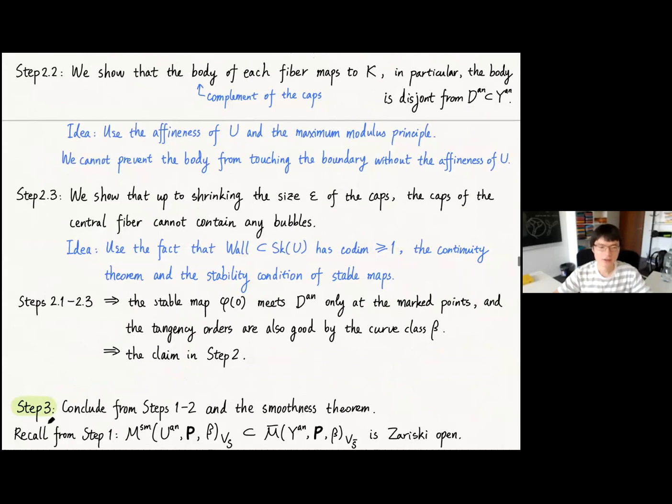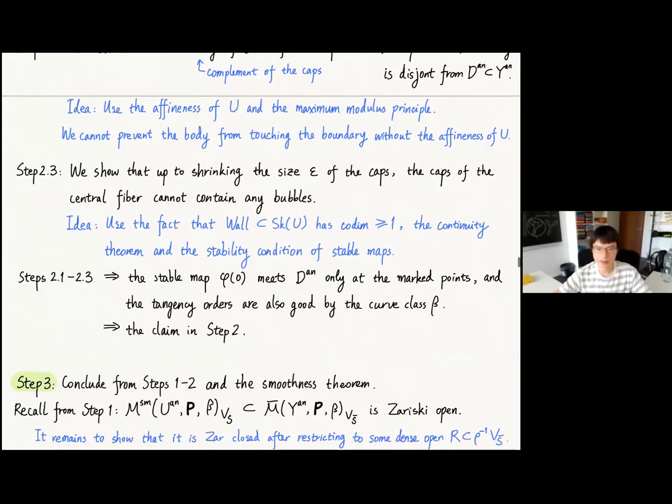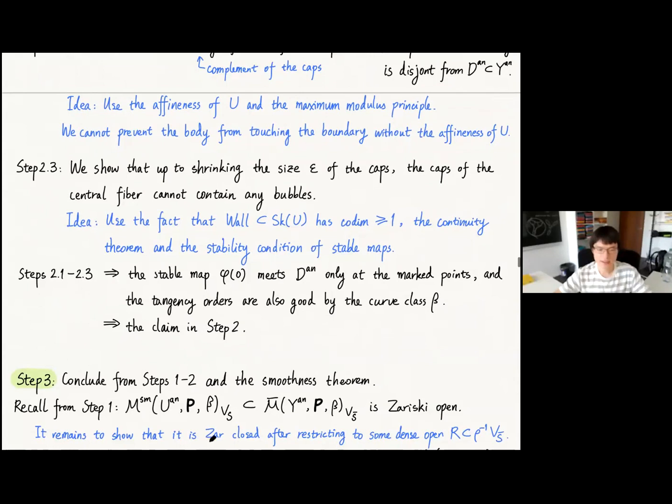So finally, we can conclude from steps 1 and 2 and the smoothness theorem. Recall from step 1 that the moduli space M smooth restricted to Vs inside the proper moduli stack M bar restricted to Vs bar is Zariski open. We already proved Zariski openness. It remains to show that it is Zariski closed after further restricting to some dense open subset R.